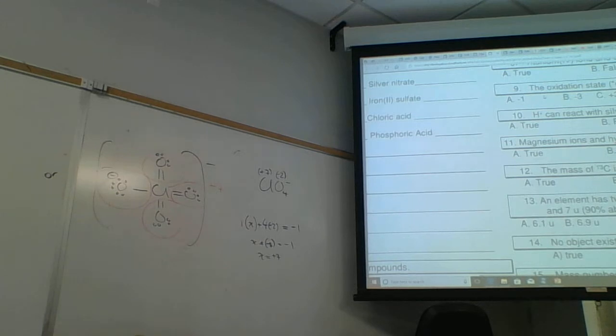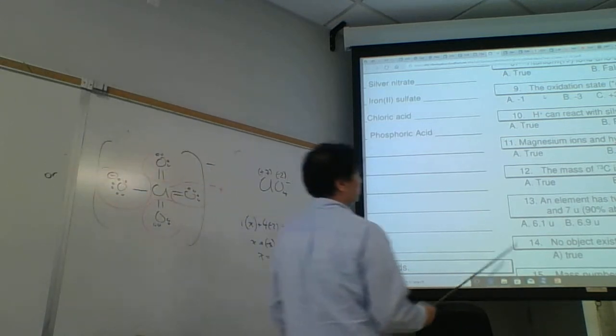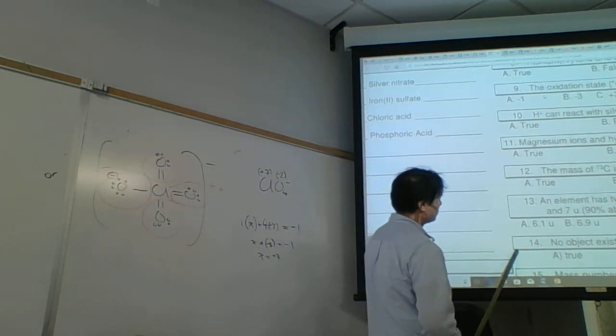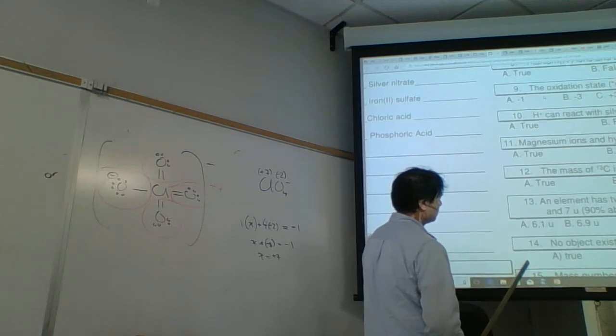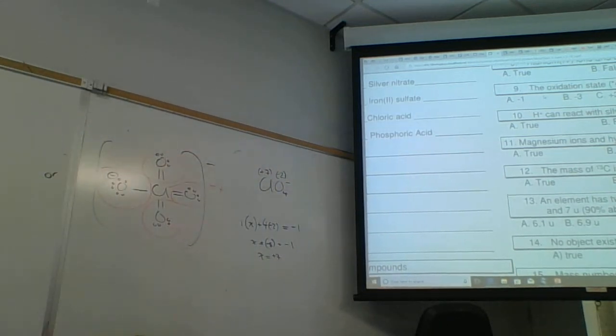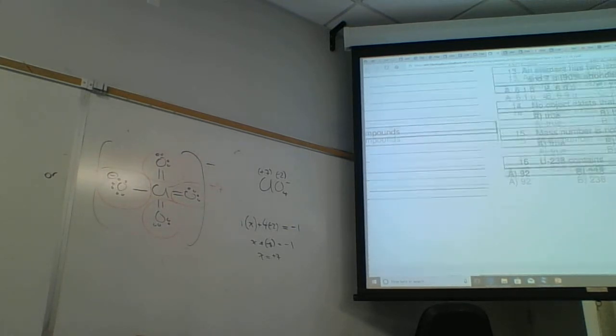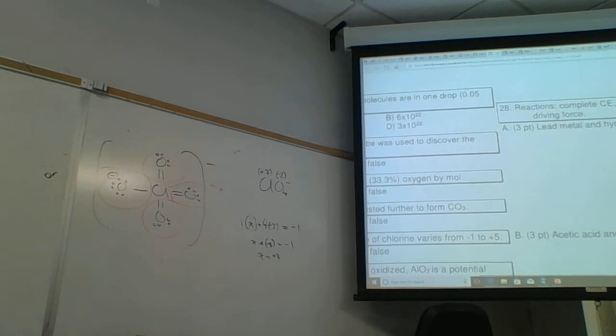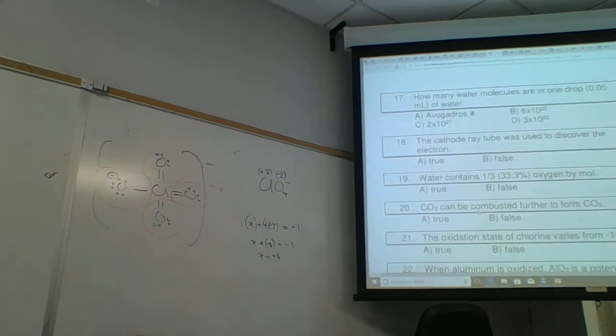Number 11 is metathesis, 12 is isotopes, 13 isotopes, 14 atomic mass, can you do that? 15 mass number, 16 isotopes, 17 Avogadro's number, 18 atomic theory part 1, 19.